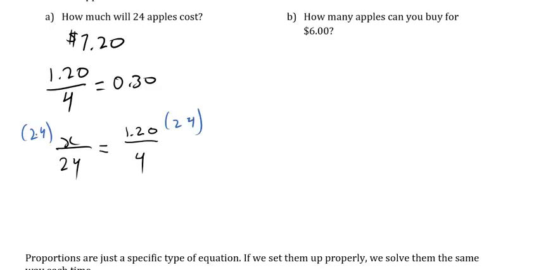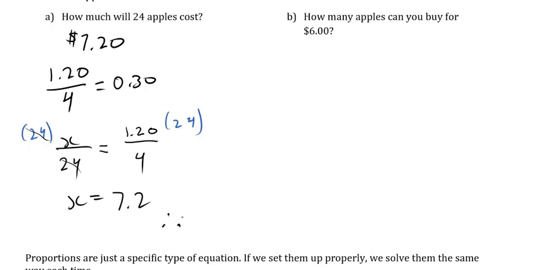And what does that do? Well, 24 divided by 24, that's gone. And I get x equals, and so this is what all of you did, just in a slightly different order. 1.2 times 24 divided by 4, which is 7.2. And then I interpret it.